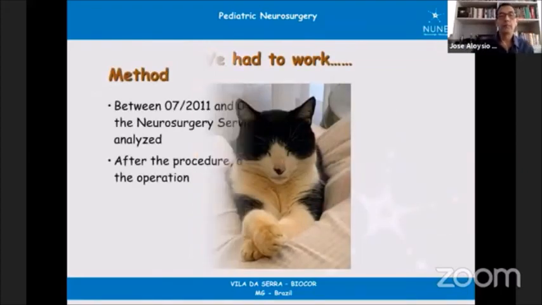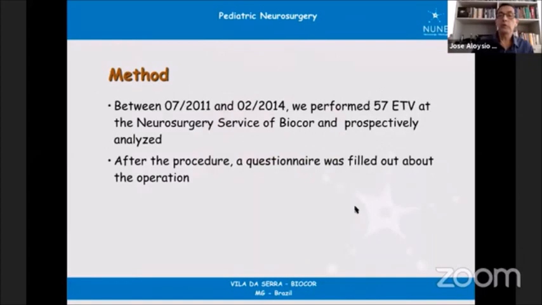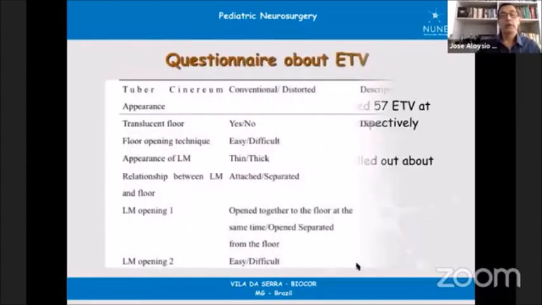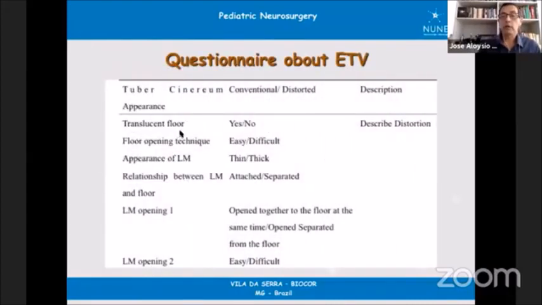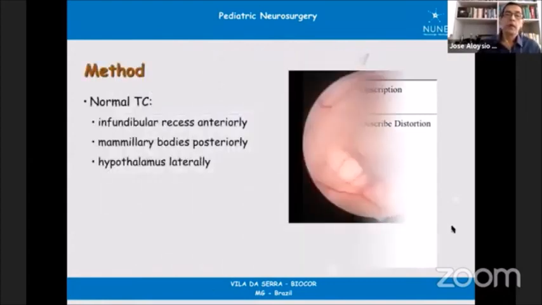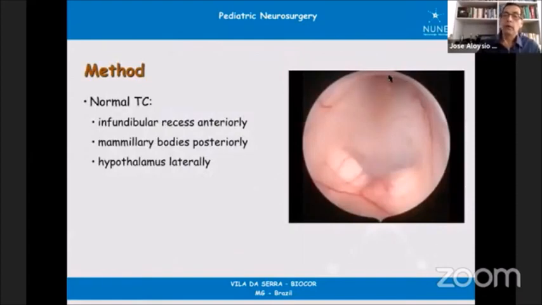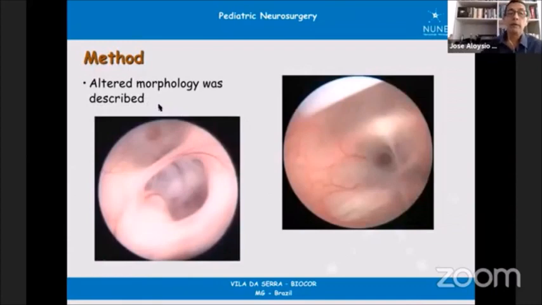So we needed to work. We studied 57 ETVs at BioCor in a prospective way. And after the procedure, we filled out a questionnaire about anatomical and technical details of the surgery. We considered a normal tuber cinereum when we saw the infundibular recess, the hypothalamus, and the mammillary bodies. When the tuber cinereum was altered, we described the alteration, like in those cases.